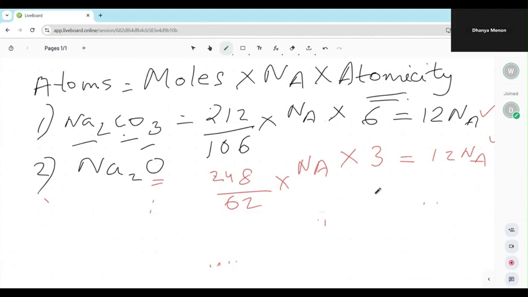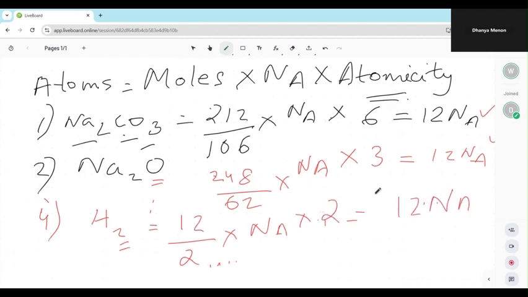The third one we finish. I'm keeping the first and the second one because they have the same number of atoms. The next one is hydrogen. The mass mentioned is 12. Molar mass is 2. Molar mass is 1 actually, but there are 2 hydrogen atoms, so that's why 2, times Na times how many hydrogen atoms are there? 2. That comes to 12 Na. So this also is our option.